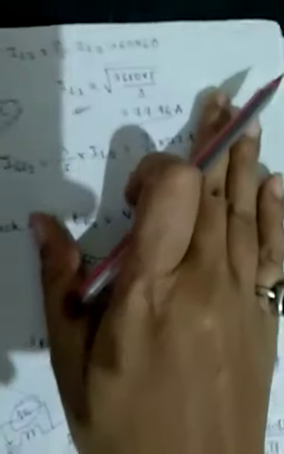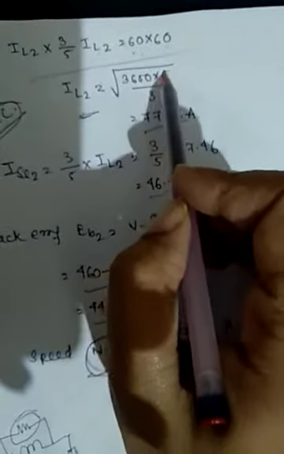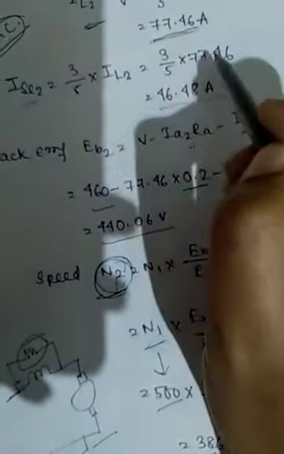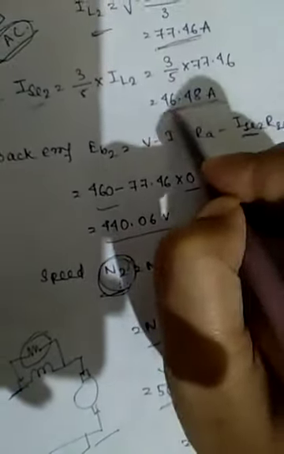As we know, for the second case the series field current should be 3/5 of the line current, equal to 60 into 60. So the line current should be the root of 3600 into 5 by 3, that is 77.46 ampere. Now the series field current for the second case is 3/5 of 77.46 ampere, that is 46.48 ampere.